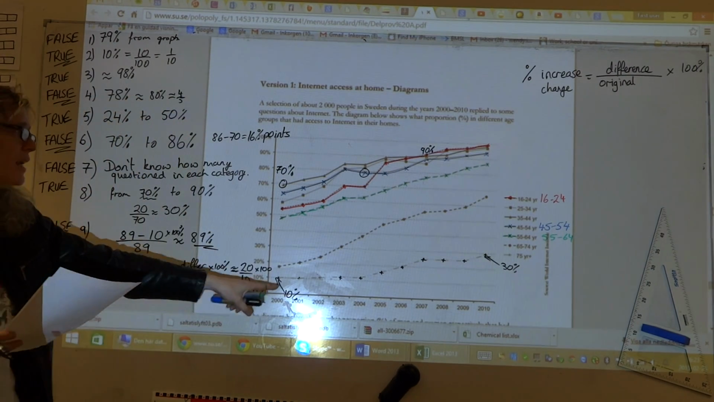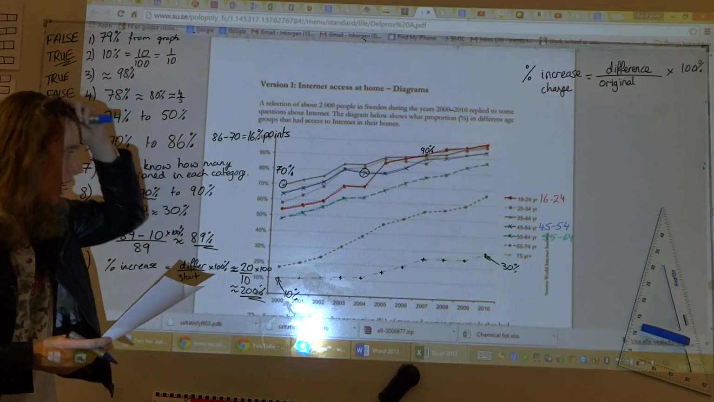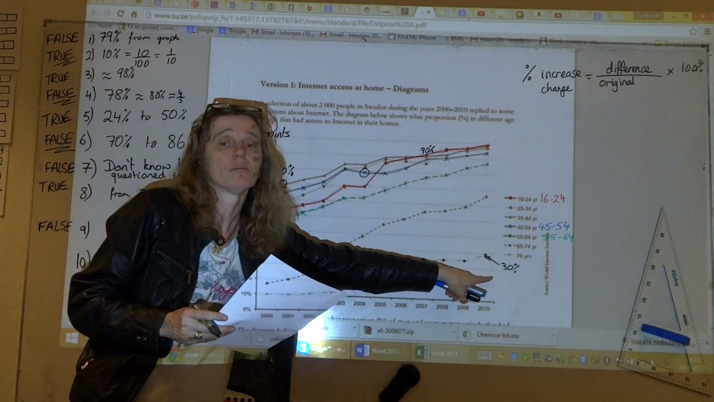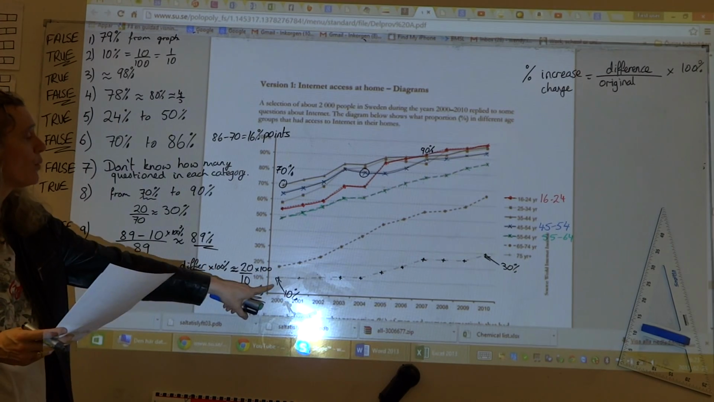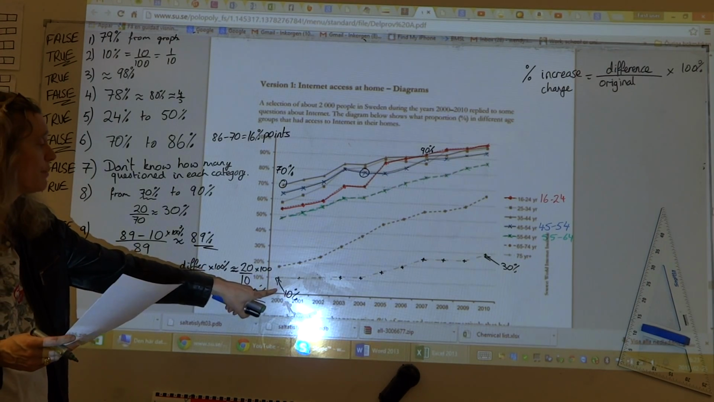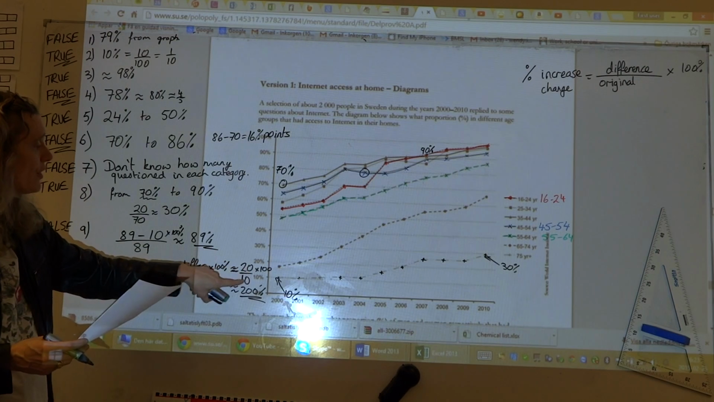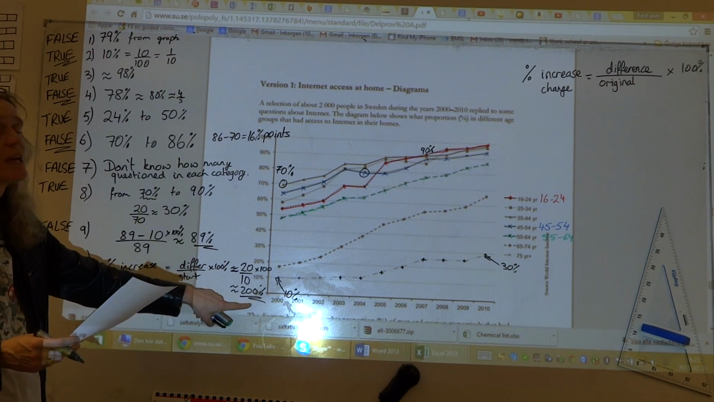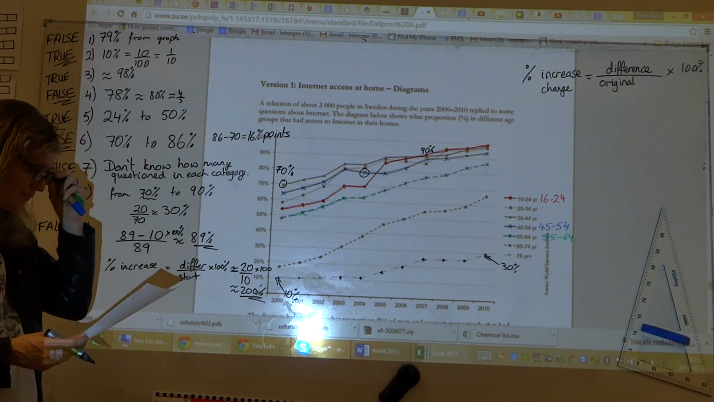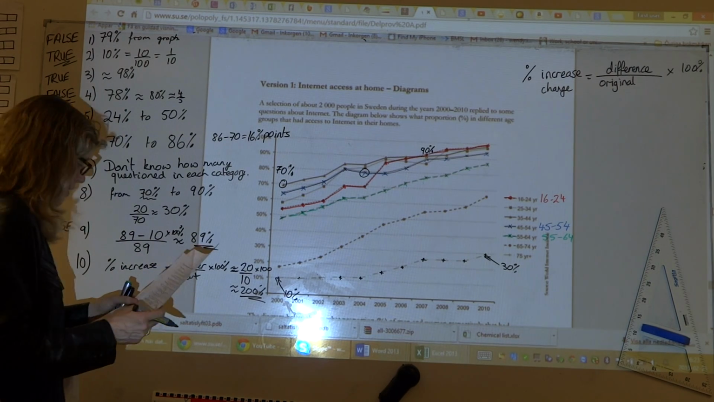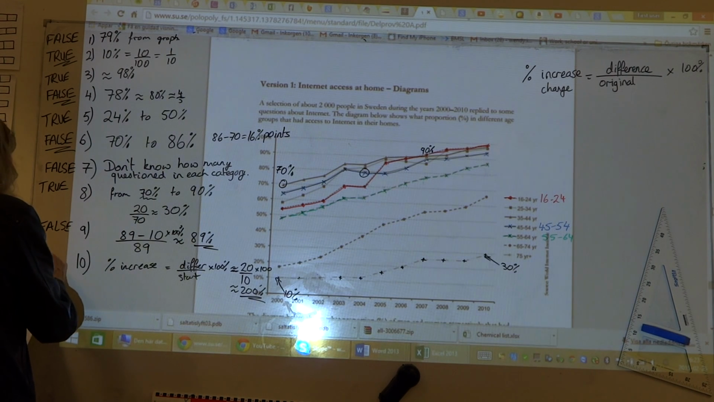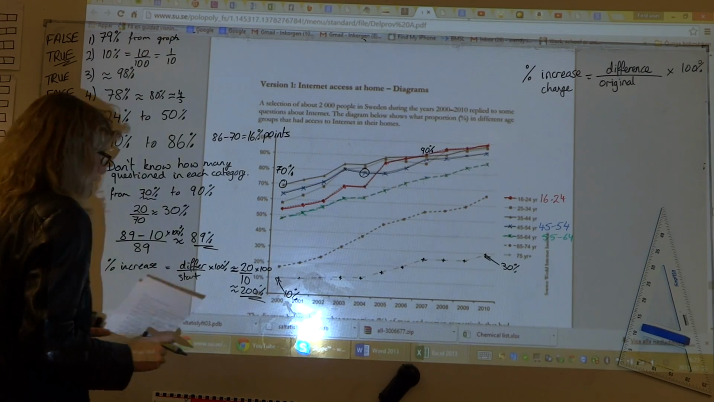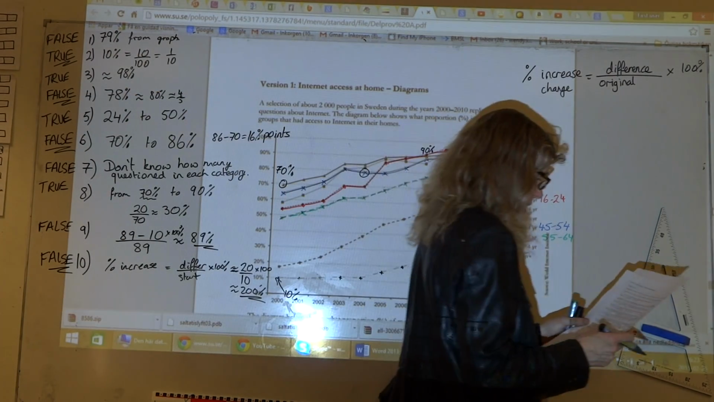So we've gone from 10 to 30, which we know is triple, 3 times the percentage, but if we're looking at percentage increase, we always take away our starting value, our 10% here, so we're taking the difference dividing by the starting value, which would give a 200% increase. So the answer to question 10 is false. It's not 300% increase, it's a 200% increase.